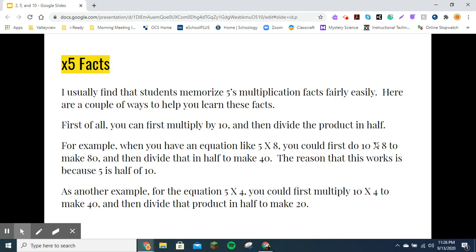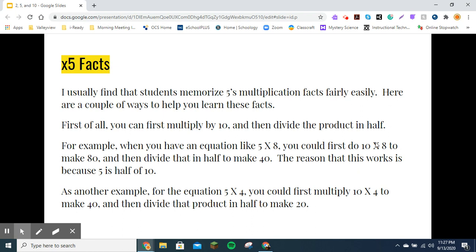And our last one for our lesson today is the times 5 facts. Now, this is another one that can be fairly easy. I know a lot of kids will just memorize them, and that's an easy way to do it, but there is another way to learn it. What you can do is take whatever number you're multiplying by 5, and in your head just multiply it by 10, and then take that answer, or product, and divide it in half.